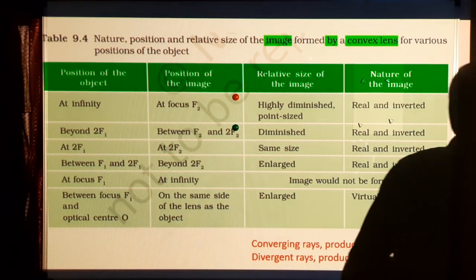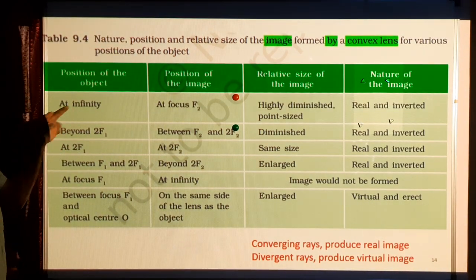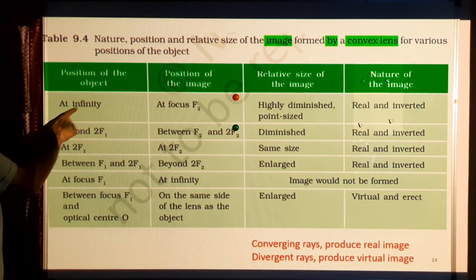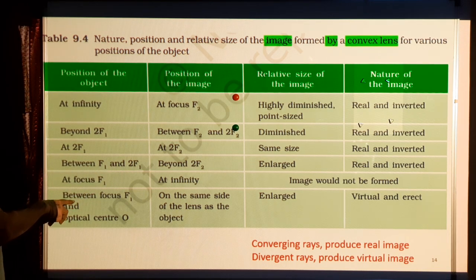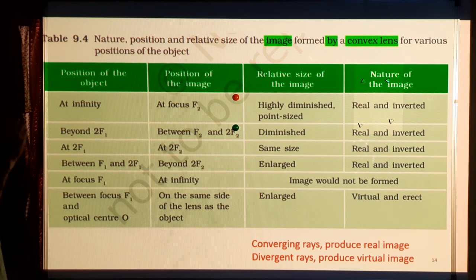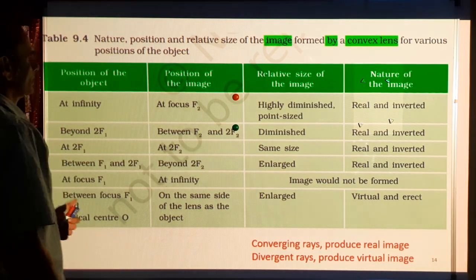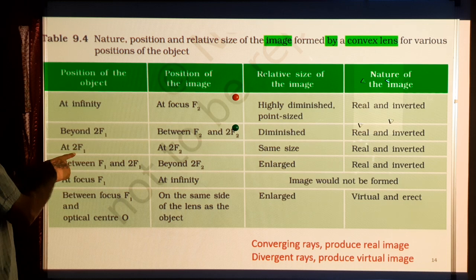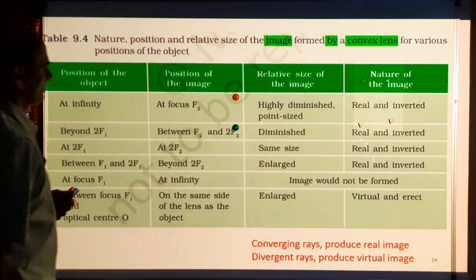So these results are summarized in this table. Position of the object starting from infinity is moved inside infinity and then beyond 2f, at 2f, between f and 2f, and then at focus and between the focus and the lens. So at infinity, the image is forming as a point image at the focus. Beyond 2f, it's having between f and 2f a diminished size, and at 2f, the image is forming here at 2f on the right side. So here, both are the same size.